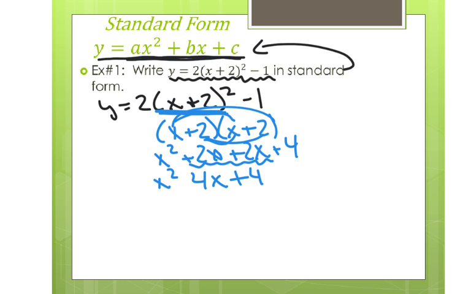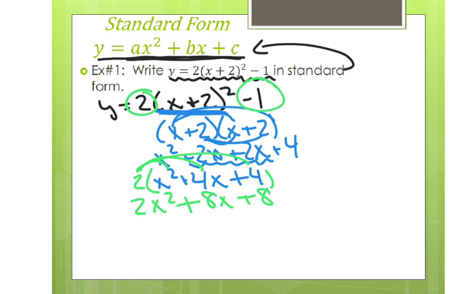But if we go back and look, we had this 2 out in front. So now we're going to have to distribute that 2 to everything that we have. This was a plus 4x here. Okay, so 2 times x squared is 2x squared. 2 times 4x is positive 8x. 2 times 4 is positive 8. And then I'm going to bring down this minus 1 on the end.